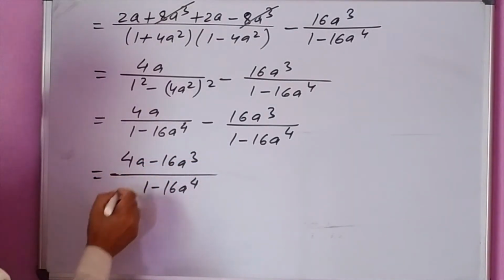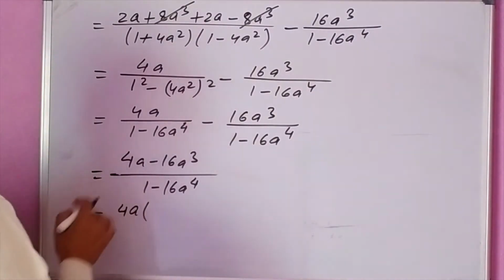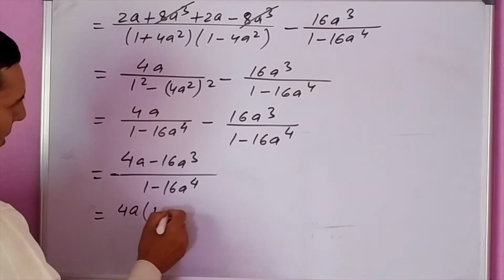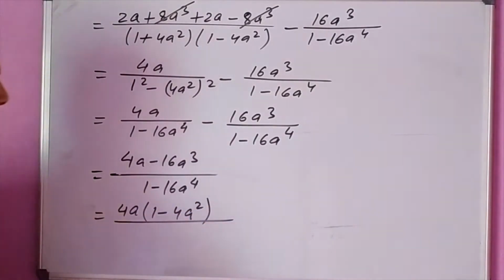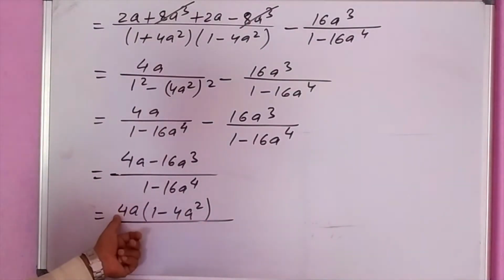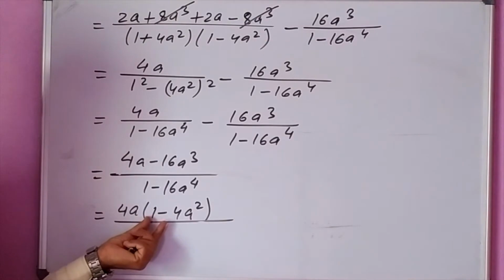So here we can take 4a common. After taking 4a common, 1 minus 4a square will be remaining there in the bracket, since from 16a cube we have taken 4a common. So after taking 4a common, what will be remaining here in the first term?